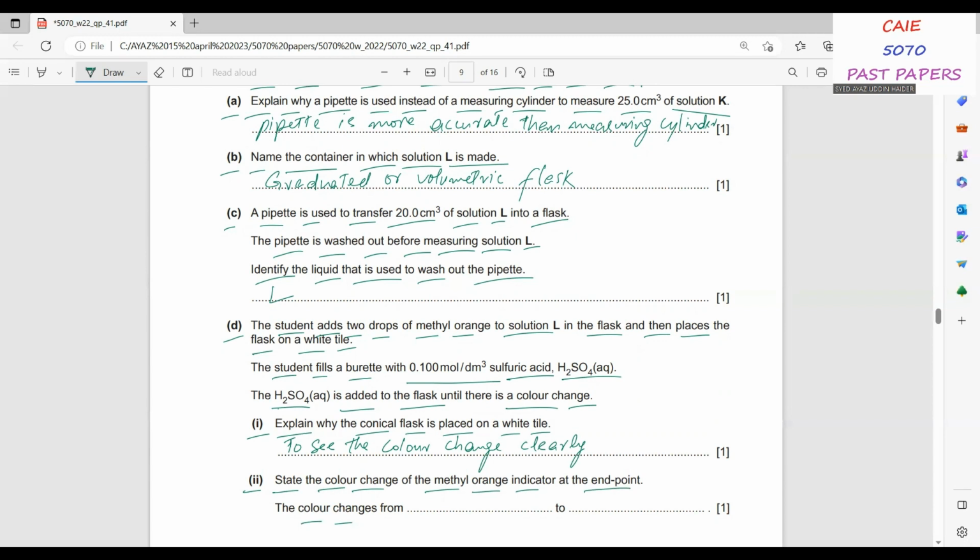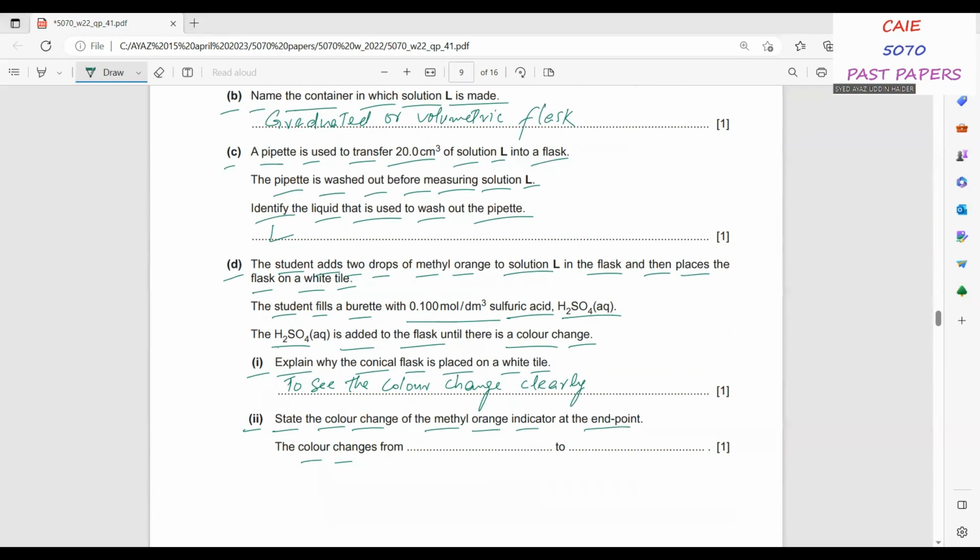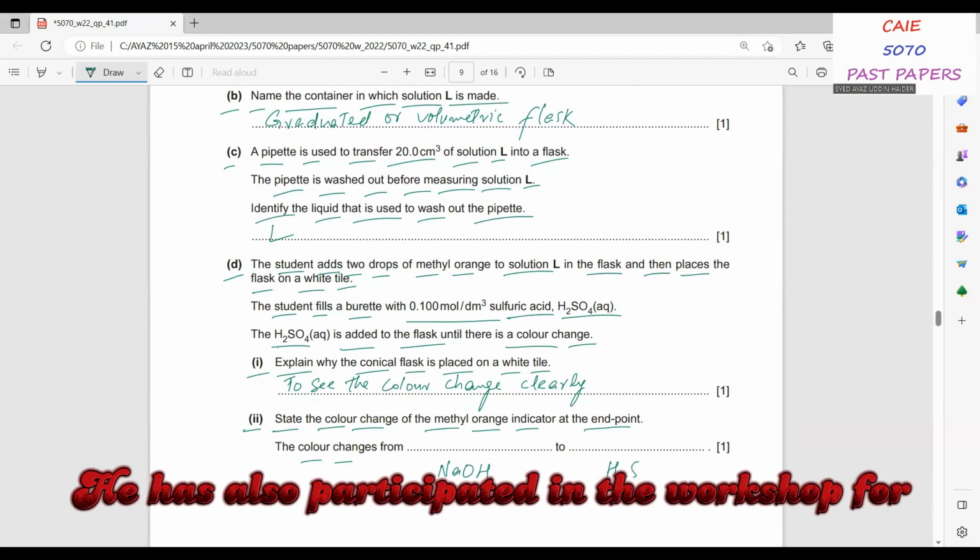The conical flask contains NaOH and we have added acid, that is H2SO4. So in NaOH, the color will be yellow and in acid it will turn to red or orange.